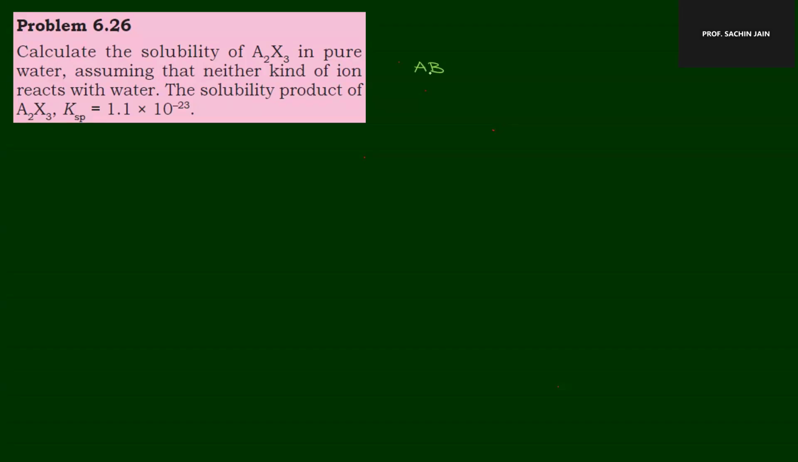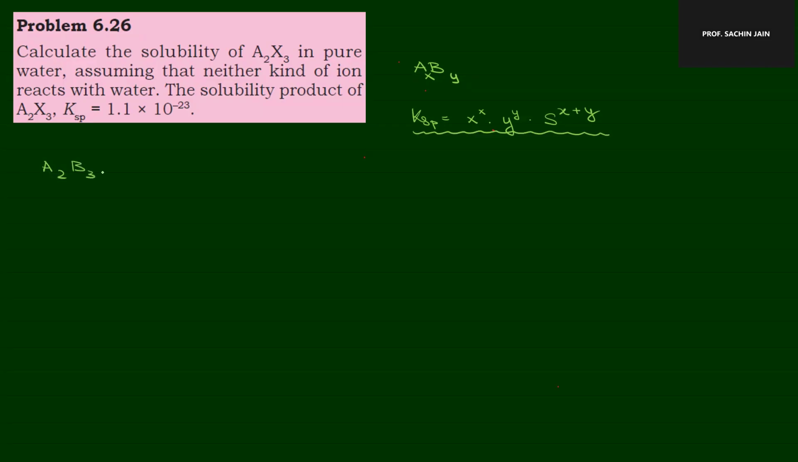So the salt could be of the type AxBy. In that case, the KSP is given by, what was the final relation? x raised to x into y raised to y, is S raised to x plus y. बस. So ये अगर आपको पता है तो KSP और solubility का जो रिलेशन है वो कोई भी सॉल्ट के लिए फाइंड कर सकते हो.